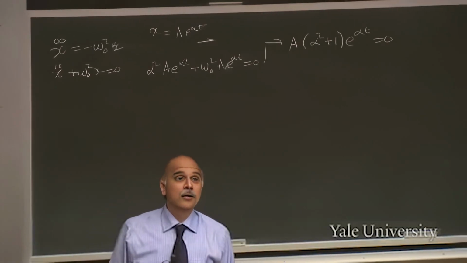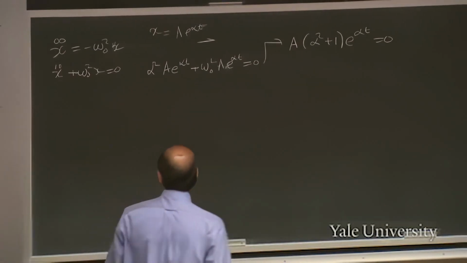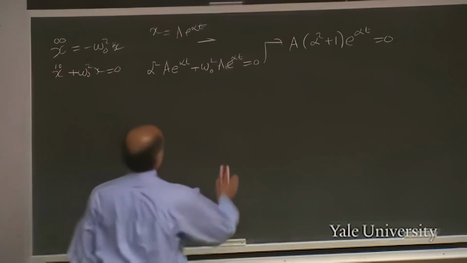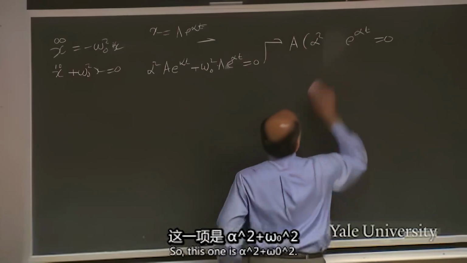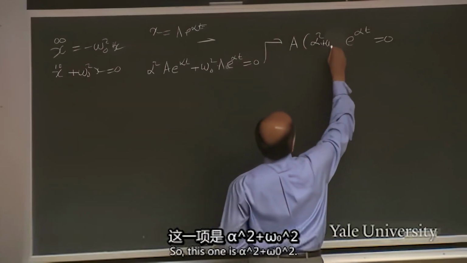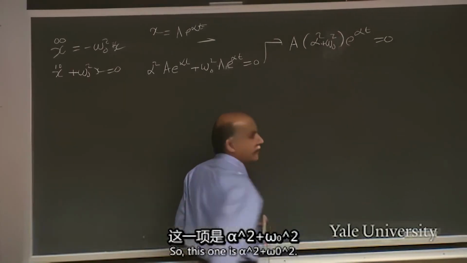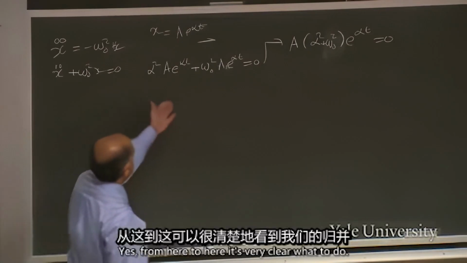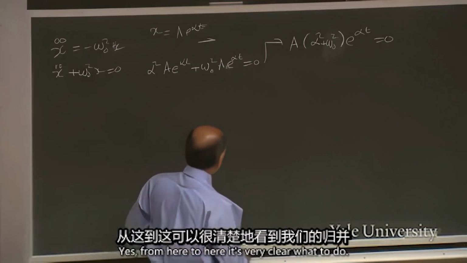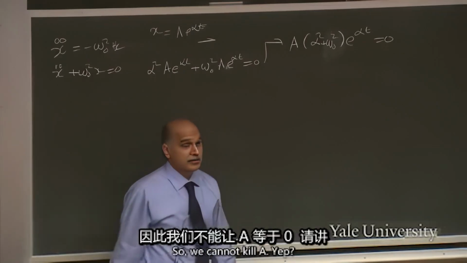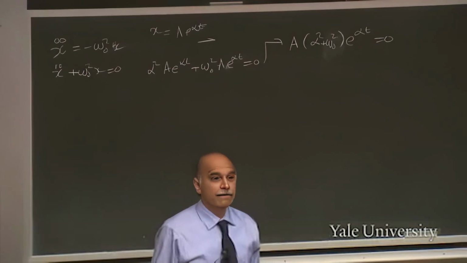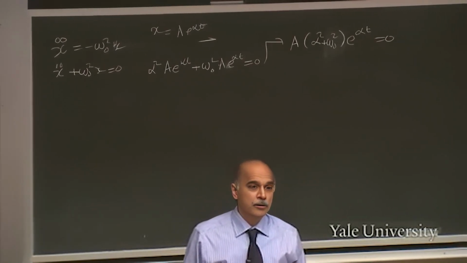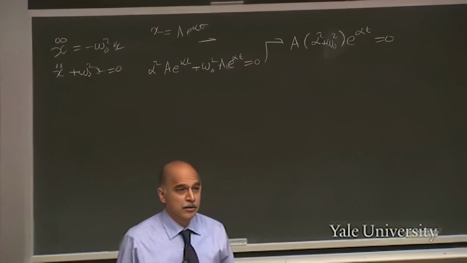Yes? Shouldn't that be an omega instead of a 1? Yes. Thank you. Yep. Thank you very much. So this one is alpha squared plus omega 0 squared. Does everybody follow that? Yes. From here to here, it's very clear what to do. So we cannot kill a. Yep. If alpha equals i omega, then you'll have alpha squared inside that quantity, and that would cancel omega squared.